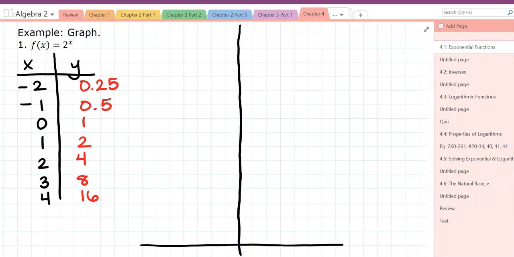So for -2, for these first couple, we'll have to estimate where they are. Okay, so at -2, you're going up 0.25. For -1, you're going up 0.5, which would be halfway between 0 and 1. Now at 0, I'm up at 1. At 1, I'm at 2. At 2, I'm at 4. 3 is at 8. And the last one, 4 is at 16.